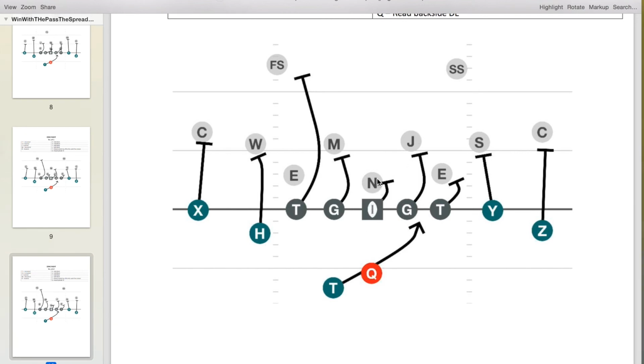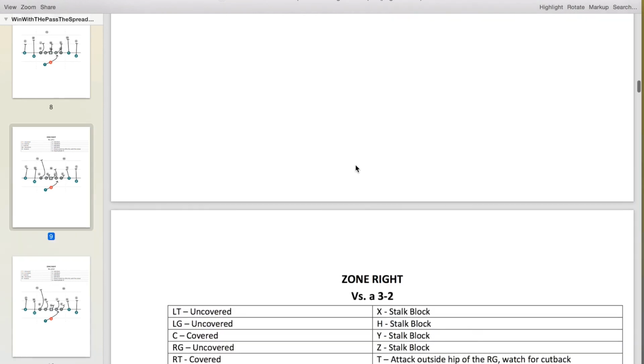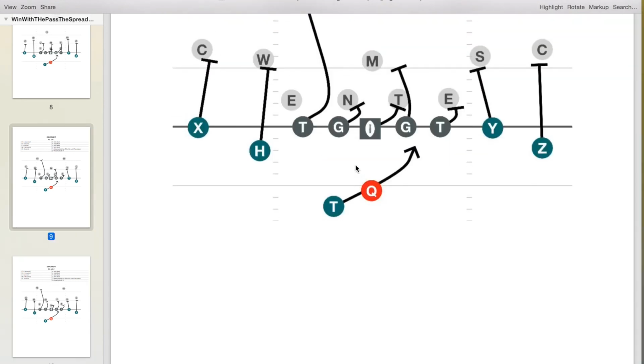Center's covered, obviously, so he's going to reach here. Guard is uncovered, so he's going to step inside, anticipating slant, and get up to the second level. And tackle is uncovered, so he's going to step inside. If the end slants across his face, he'll take him. If not, he can get up to that second level. He can either help with his backer, or if the guard has this backer taken, he can get up to that free safety. Okay? So again, if you get a 5-man box, zone lines up really, really well. Where it gets a little bit more complicated is when you get into those 6 and 7-man boxes.